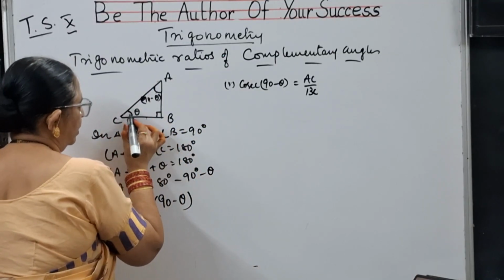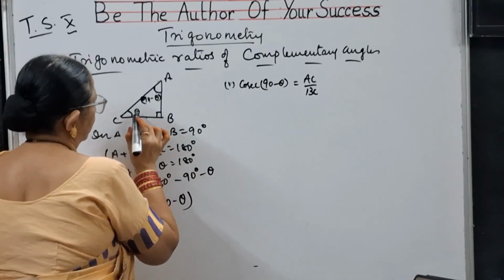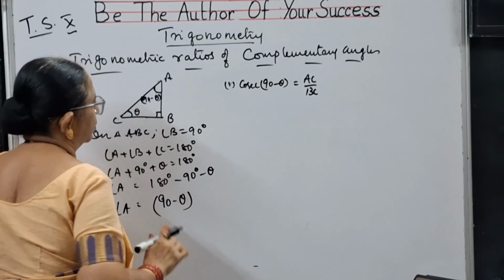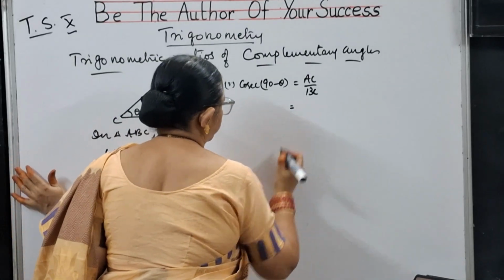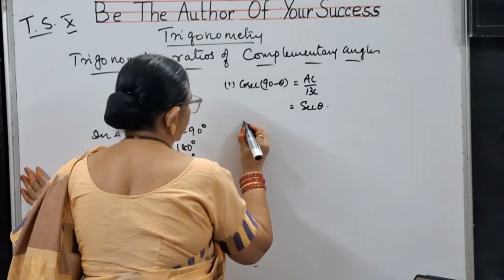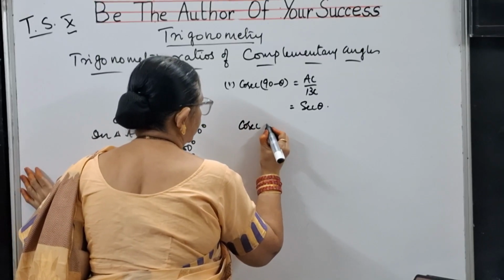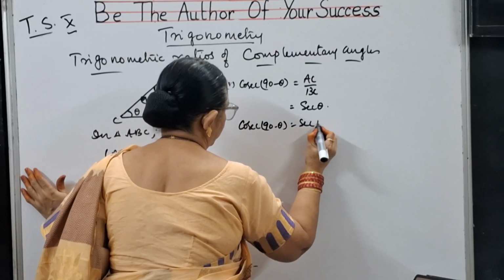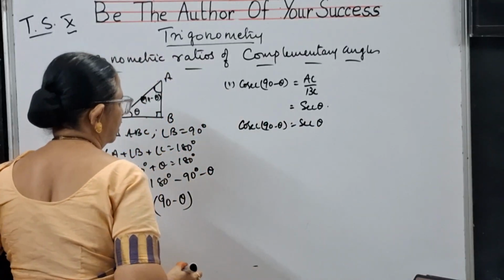AC by BC under theta. Under theta is opposite side by adjacent side. It is the reciprocal of cos theta. So the reciprocal of cos theta is secant theta. So cosecant 90 minus theta is equal to secant theta.